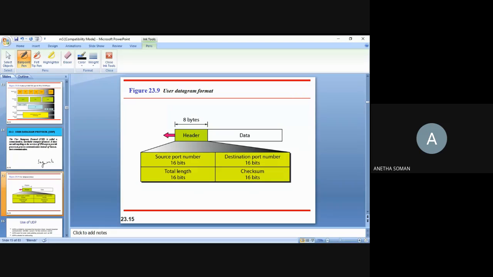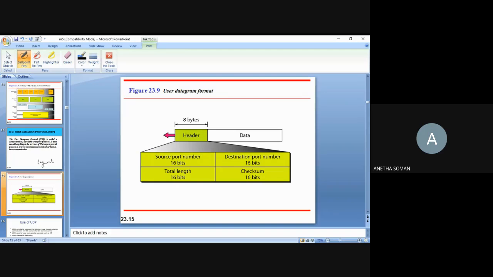This is a 16-bit field, and that is used to identify the source port of the packet. You want to identify who is the source or the sender. So, in order to identify that, the port number will be placed in that field, right? So, 16 bits means the port number can vary from 0 to 65,535. Right?